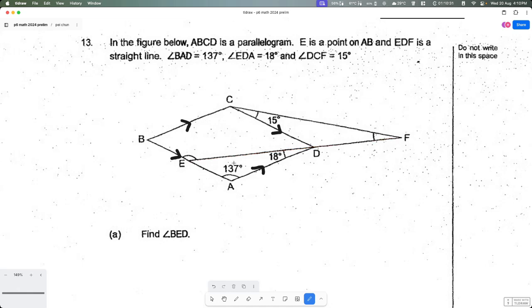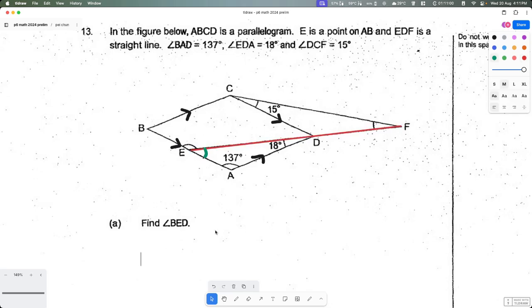Oh wow, okay, it's a straight line. I didn't know it was a straight line. So I'm gonna create this as a straight line. Okay, so BAD is 137. EDA is 18 degrees and DCF is 15 degrees. Okay, find BED. So if we can get this green angle, then we will just minus from the straight line.